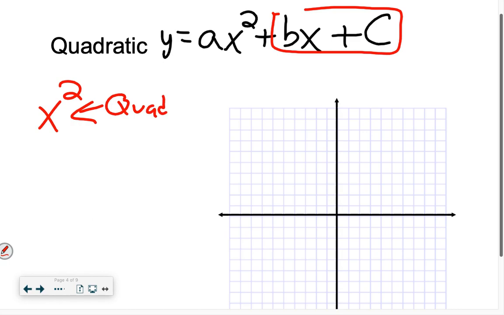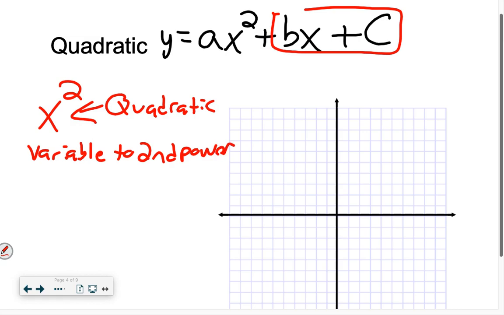If you have a variable to the second power, you have a quadratic, okay? So you have to have that x squared piece there. You don't even necessarily need your bx or your c. As long as you have an x squared, it's technically a quadratic, okay? And these are our u's.